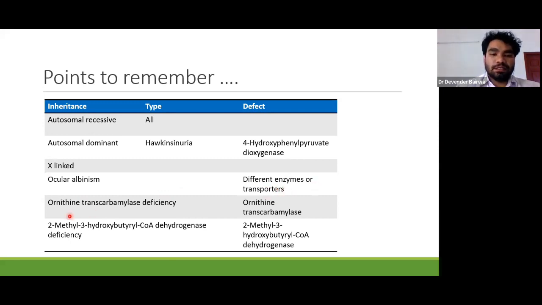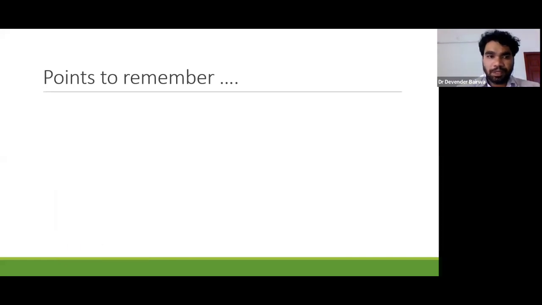Then ornithine transcarbamylase deficiency is there. It is the classical, most common urea cycle defect because of a defect in ornithine transcarbamylase. Then there is 2-methyl-3-hydroxybutyryl-CoA dehydrogenase deficiency. It is also X-linked.